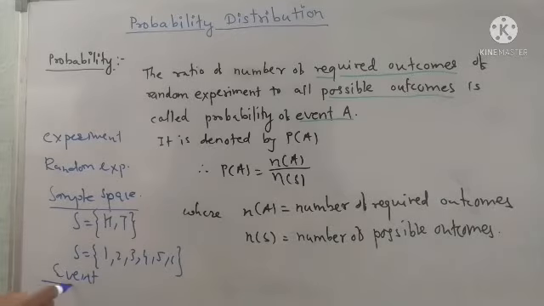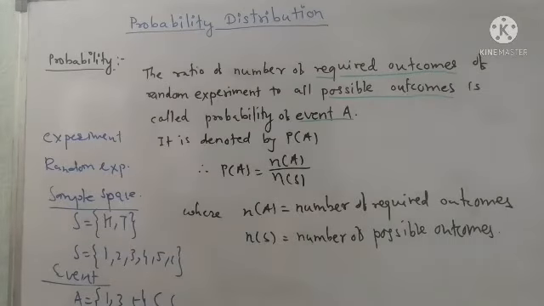If the dice is thrown and the result is an odd number, then getting an odd number is an event. It is represented by capital letter A. The required results to get an odd number out of this sample space are 1 3 5. So A is a subset of the sample space, as S contains all results, and the event is a set A, which is the set of required results.